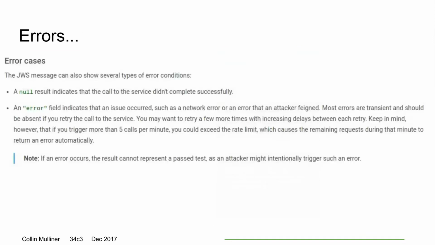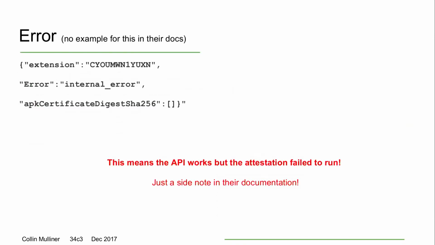The big issue with SafetyNet and the Attestation API is the error messages, or error states. There's a ton of different errors, and if you don't know what you're dealing with, you can very easily bypass the entire system if you as an implementer aren't aware of the error messages.